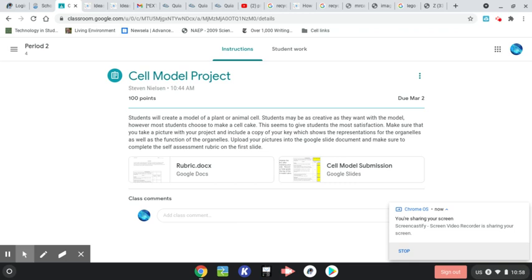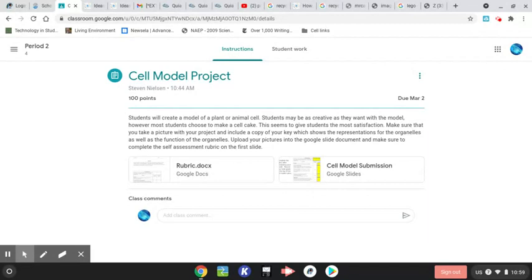Today you're getting assigned the cell model project, so I just want to go over that. Basically, you're going to be making a model of a plant or an animal cell. So you get to be as creative as you want with this. So the requirements are very simple.